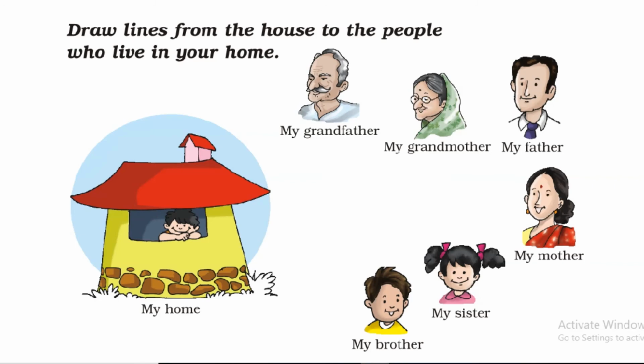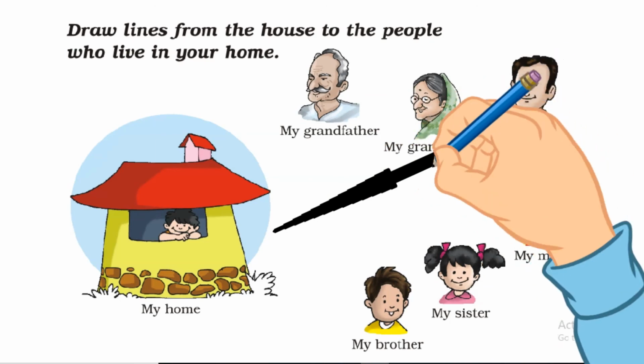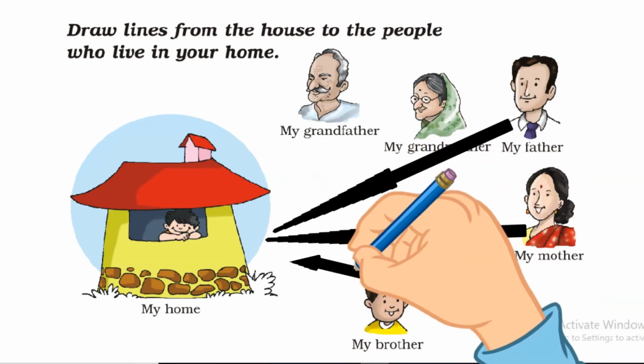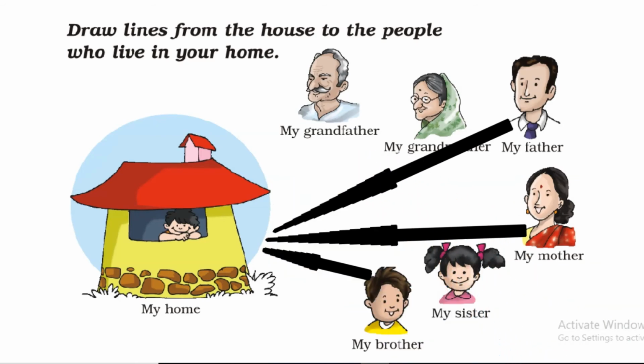Next, draw the lines from the house to the people who live in your home. I live with my father, mother and my brother, so I'm going to join these 3 with my home. Okay, this question has been done. Next question, how many people live in your house? So again, me, my mother, my father and my brother. So we are 4 people at my home, so I'm going to write 4 here. You have to count the family members of your home and write the count here.